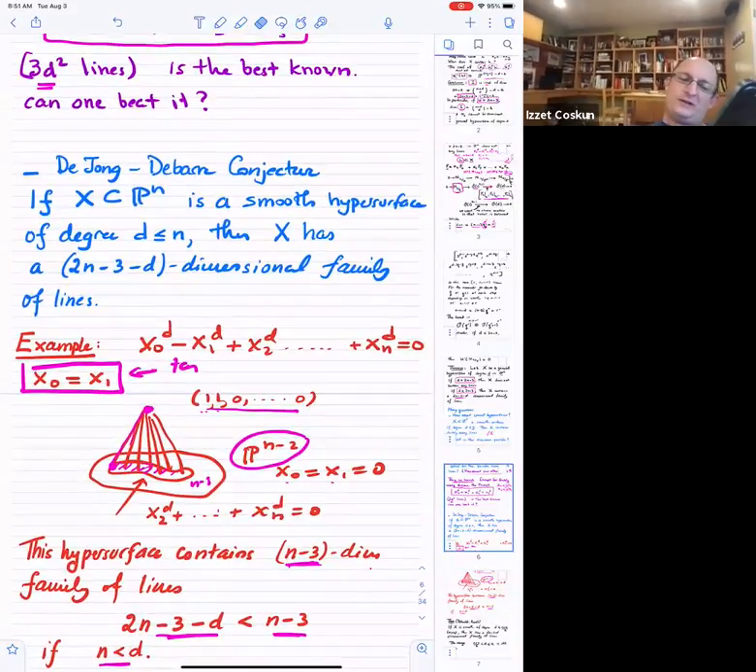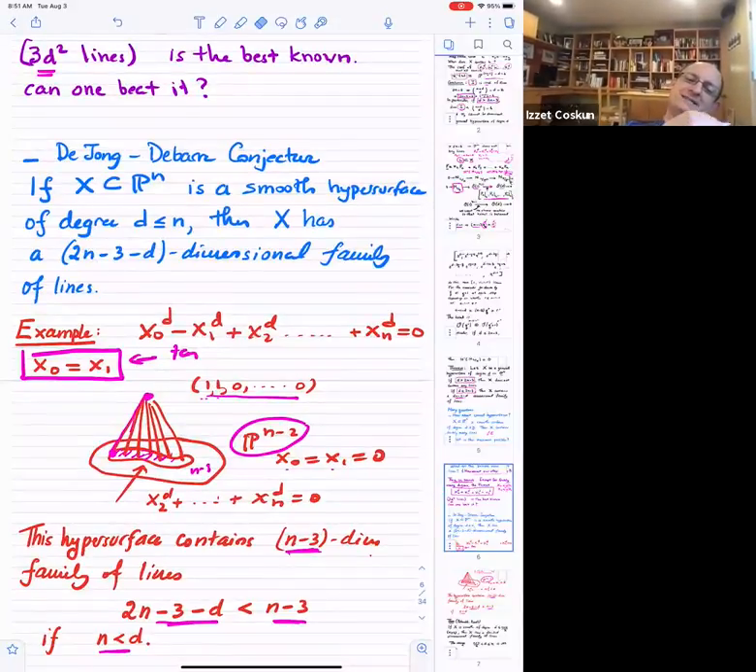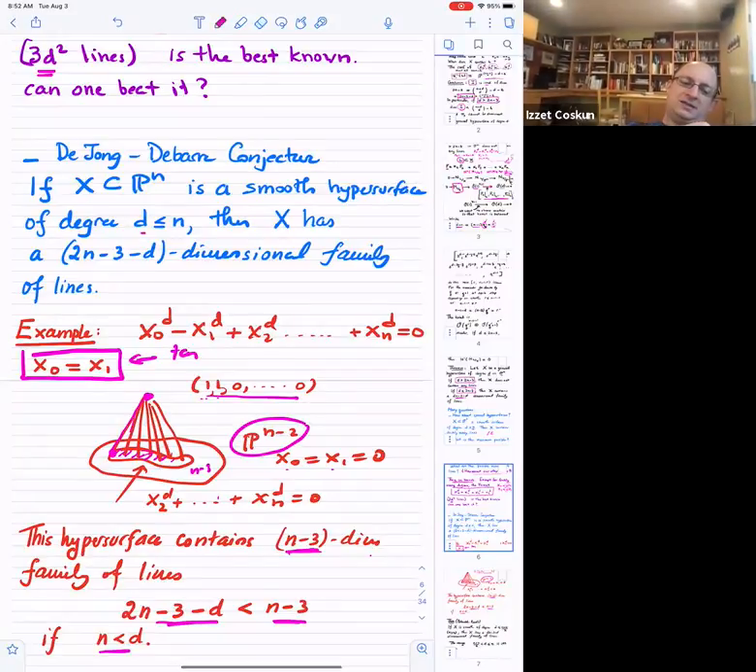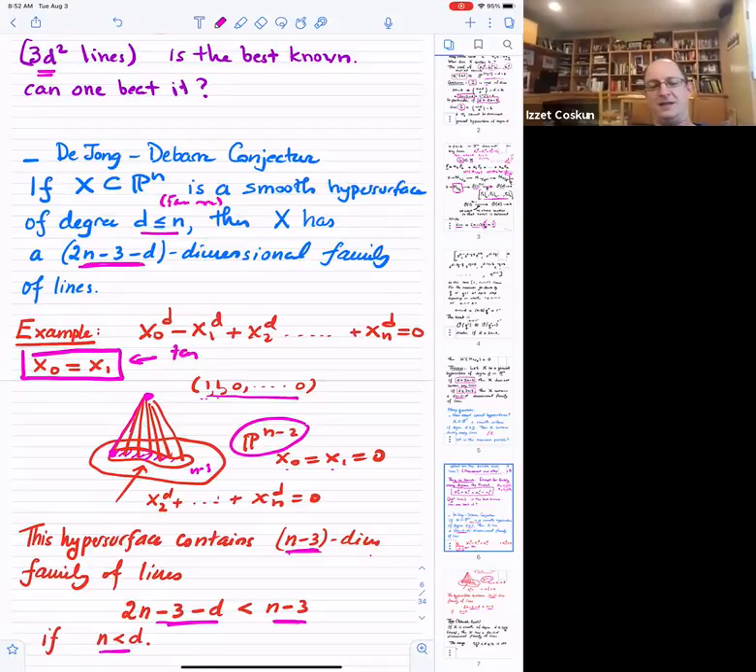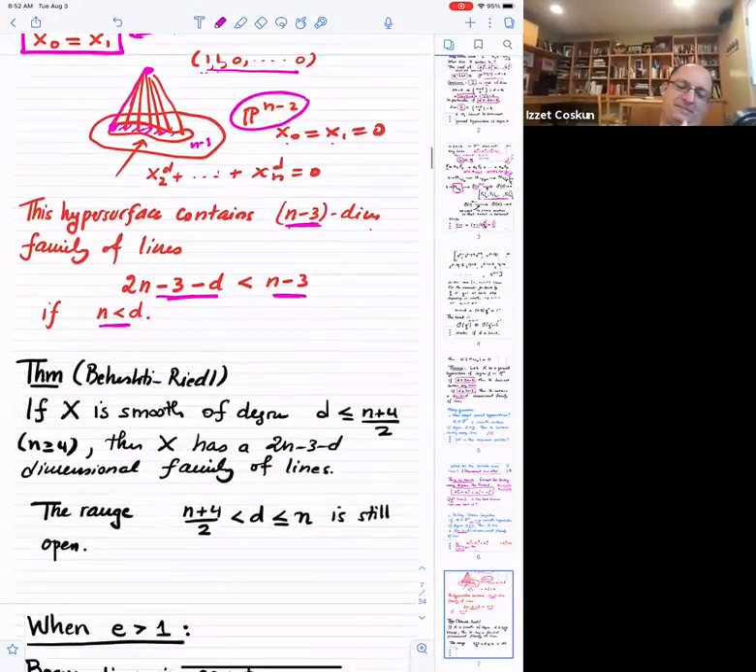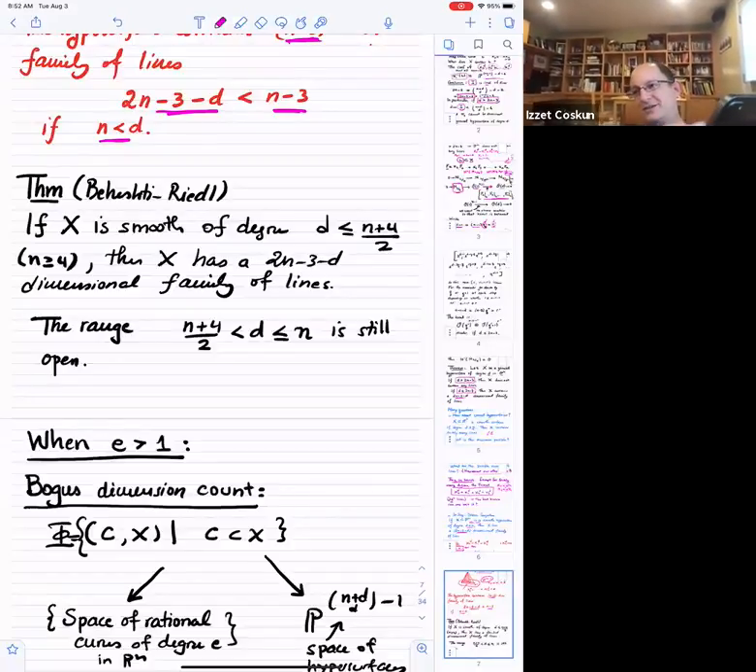But there are no known examples in the Fano range. So here is the de Jong-Debarre conjecture, which says that if you have a smooth hypersurface of degree d less than or equal to n, so this goes under the Fano range, right? Because these hypersurfaces are Fano varieties, then the conjecture is that X actually has the correct dimensional family of lines. And this is still open, and the best result I know is due to Beheshti and Riedl, which says that if instead of d less than or equal to n, you just say roughly d is less than n over 2, then the conjecture is correct.